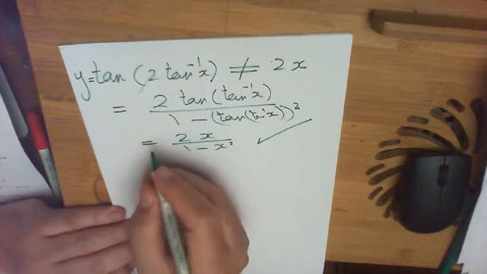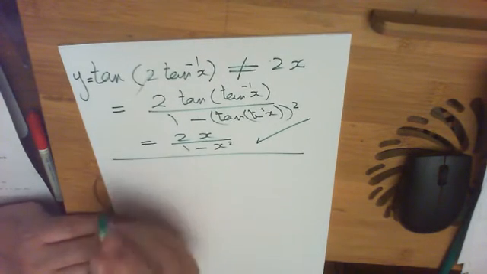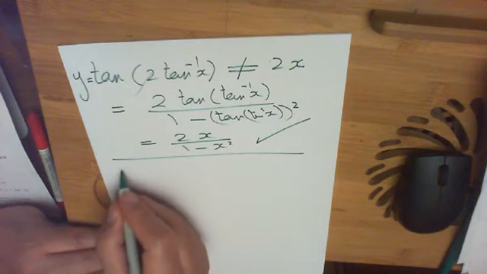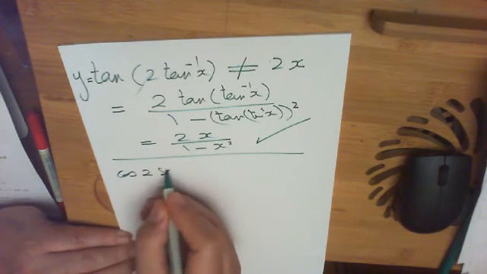Okay, we have cosine of twice sine inverse.